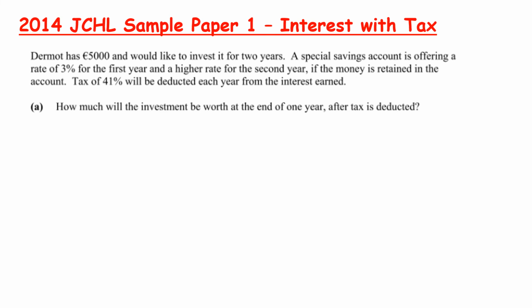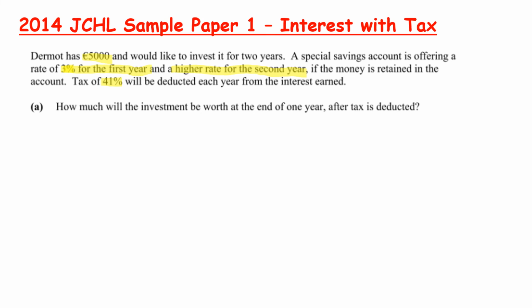Now let's take a look at a higher level version with tax. This is from the 2014 sample paper, and we're back to Dermot and his €5,000, but this time we have a special savings account with a rate of 3% and tax of 41%. The 3% is only for the first year, and then there's a higher rate for the second year. So how much will the investment be worth at the end of year 1 after tax is deducted?